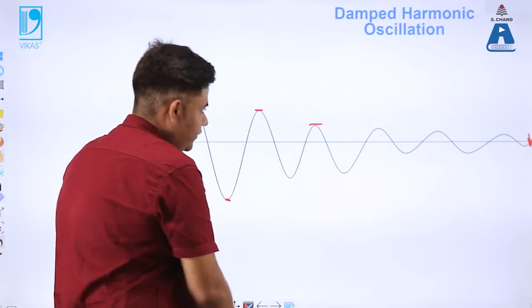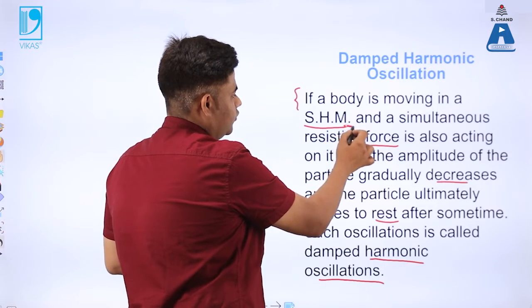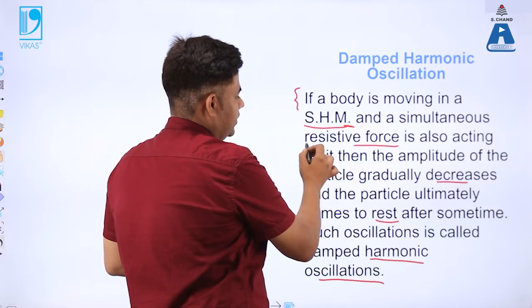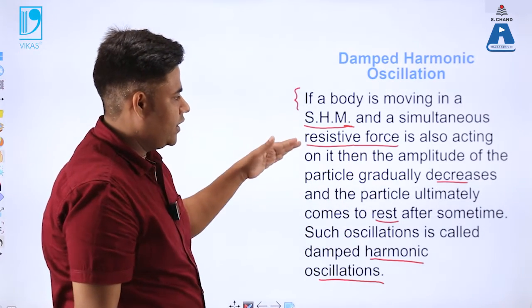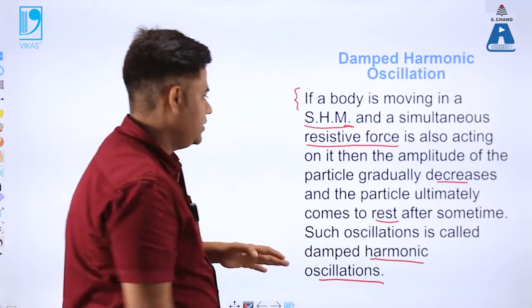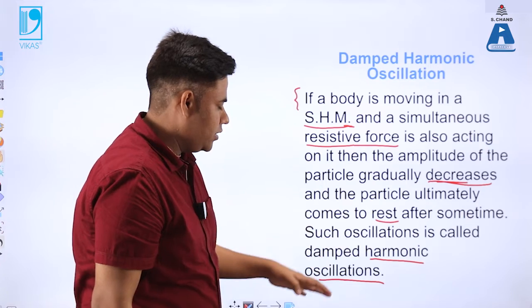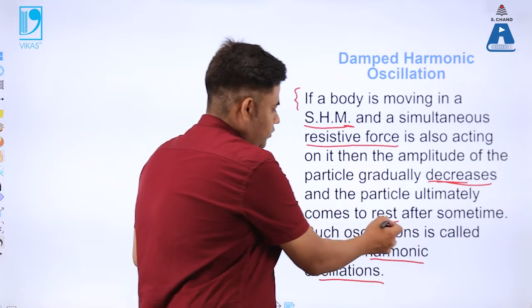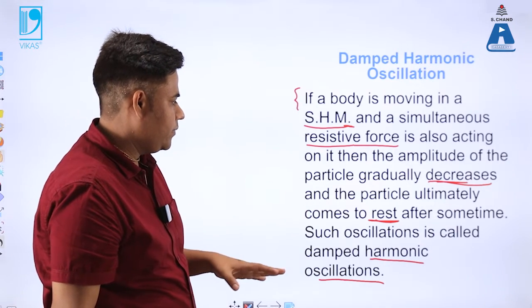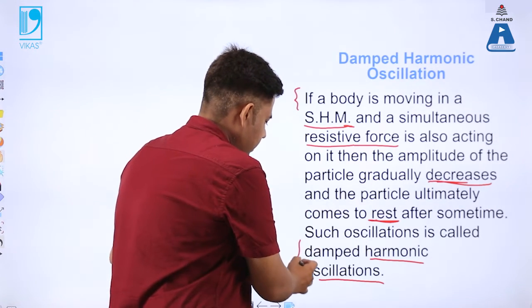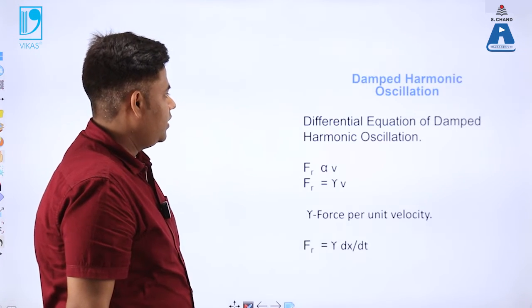Coming back to the definition again, as I have told you, the body is moving in simple harmonic motion, and there is a resistive force acting on it. The amplitude of those oscillations gradually decreases, and after a specific period of time it comes to rest. That is called a damped harmonic oscillation. So this is the situation of the damped harmonic oscillation.